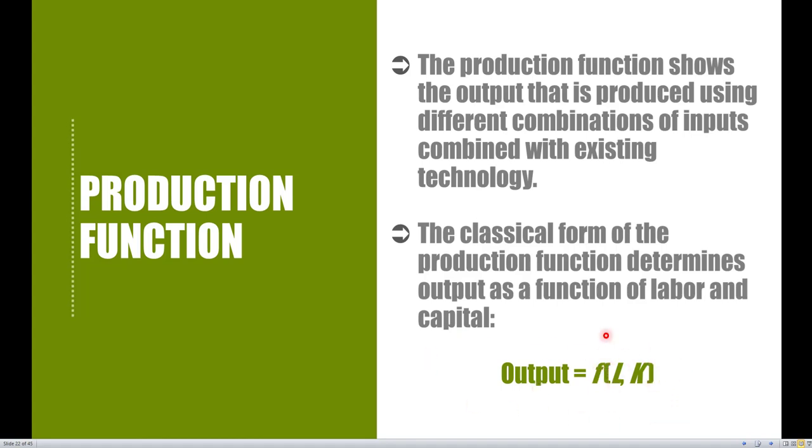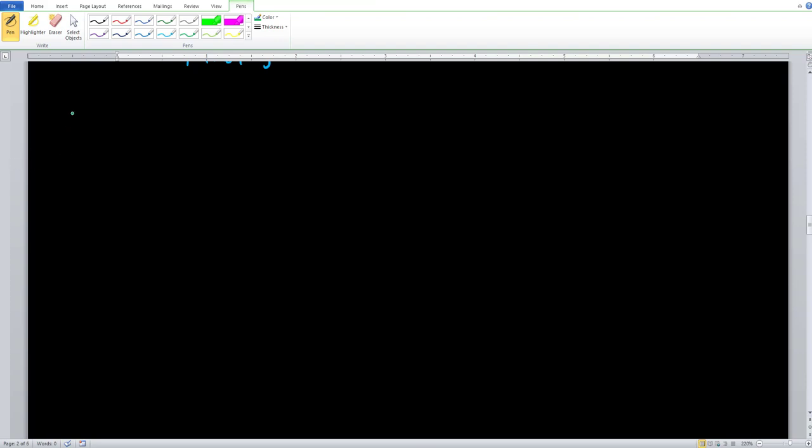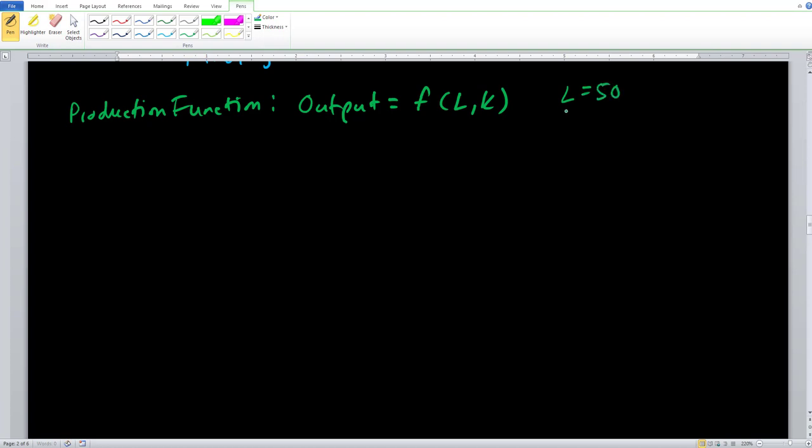So let's go ahead and use this production function and give you a specific form so you guys get a little bit of a clearer idea of what's happening. So here, let's take a look at the classical form of this production function. Production function. And here we have output equals a function of labor and capital. So here, the small f just tells us it's a function, it's an equation, and we only have two variables inside of it, labor and capital. And I can give you your initial amounts of labor and capital. Suppose that I tell you that labor is equal to 50, so we have 50 people, and capital is also equal to 50 as well.